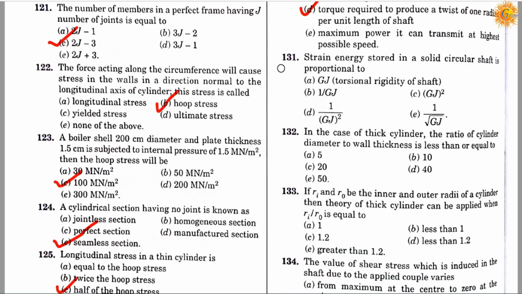Question number 131. The strain energy stored in a solid circular shaft is proportional to: option A GJ, meaning torsional rigidity of shaft, option B 1 upon GJ, option C GJ square, option D 1 upon GJ square, option E 1 upon under root GJ. Correct answer is B, it will be 1 upon GJ.